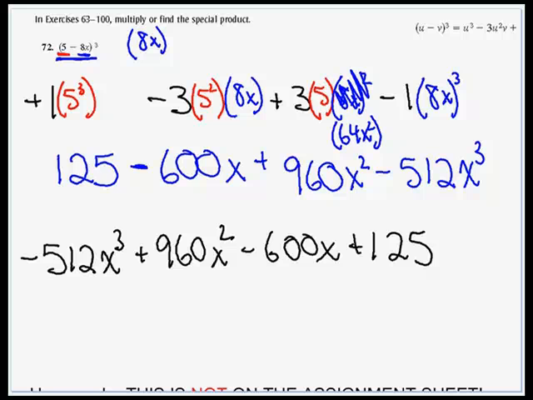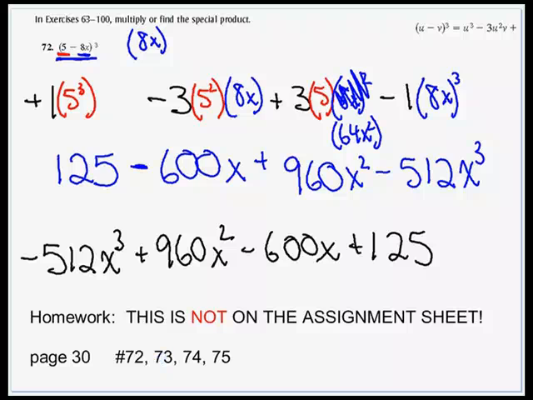So be careful on the homework. Again, that homework's not on the assignment sheet. 4 problems on page 30.